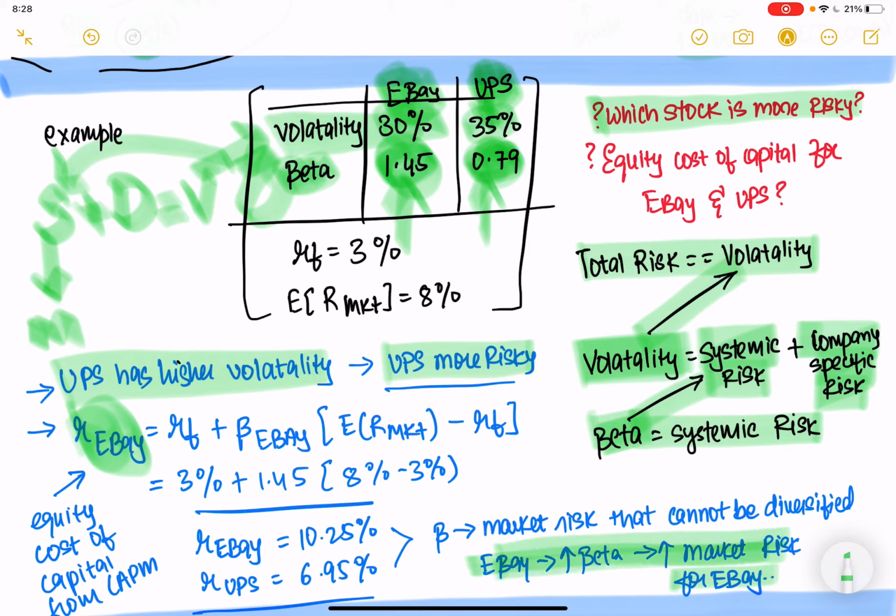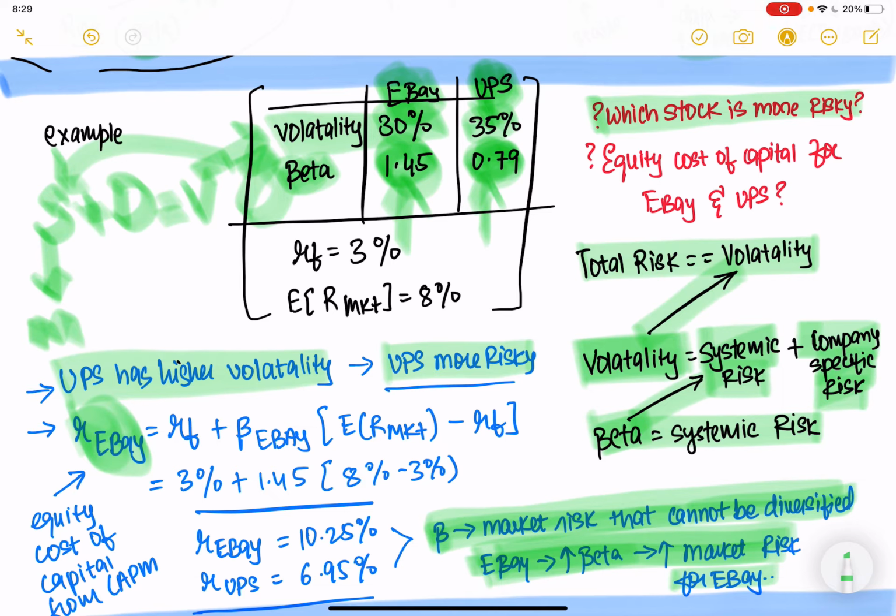Because its beta, or its movement with the market, is such that if the market goes up by 1%, eBay goes up by 1.45%. So its market risk is much higher and you cannot diversify it. So eBay as a company alone has much higher risk. Now let's look at expected return, right? With these beta and volatility, what does the market expect eBay to return?